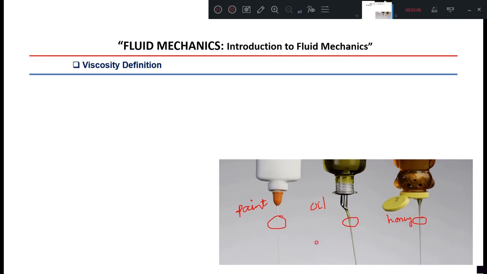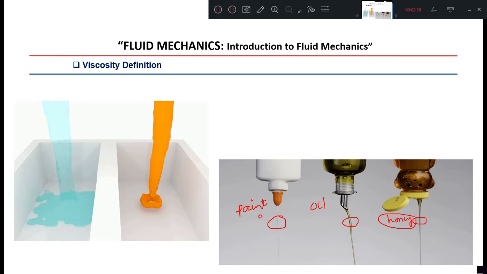So this is because the paint will have high viscosity as compared to the honey. And if you compare the honey with oil, honey will again have more viscosity than oil, and the oil will have less viscosity. So hence it drains much more quickly compared to other types of liquids. So hence viscosity is a measure of a fluid's resistance to flow.